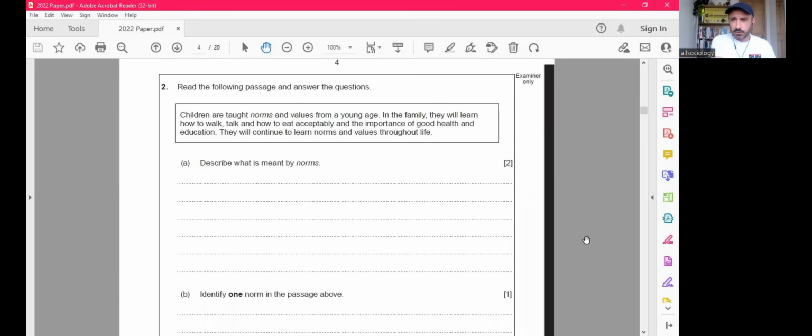Describe what is meant by norms. For a 2-marker, you need to give the answer and then develop it. Look at how much space you get to write. There are 5 or 6 lines there. If you're writing less than half of that, you probably haven't written enough. So you need to give the basic definition of norms.